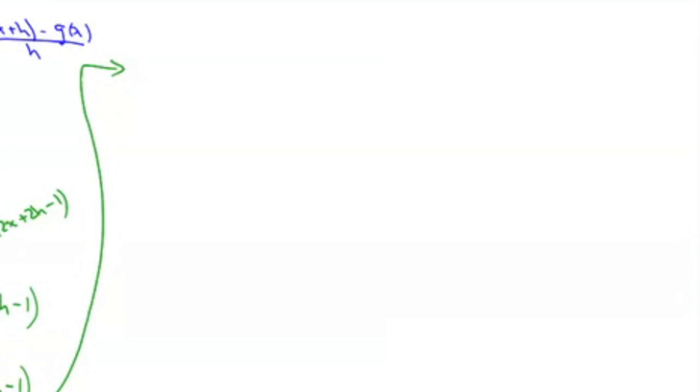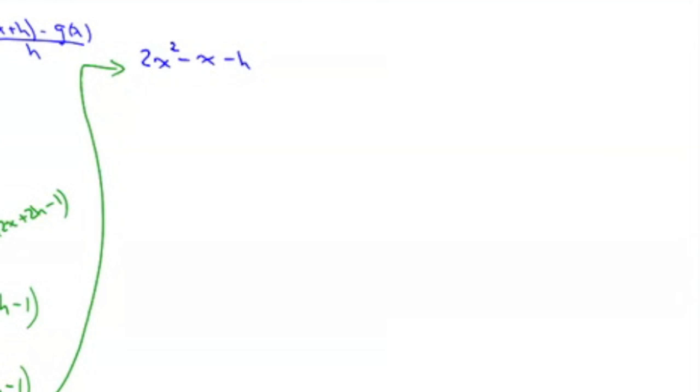So the best thing you can do is just take the top and expand it. Get rid of all the parentheses so you can see what's going on. So FOIL that first one out, distribute the second one out, and see what happens. So x times 2x, 2x squared. Minus x, minus x, minus h, minus x.